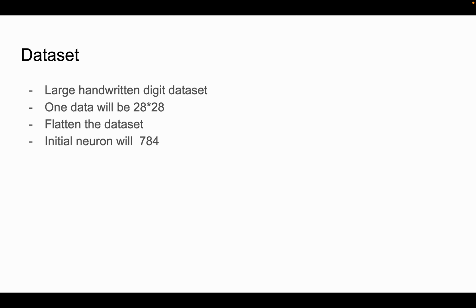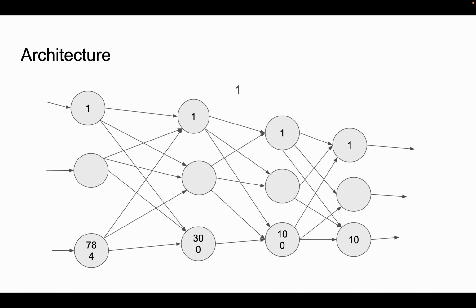Okay, so we know that it's a matrix. We need to flatten the 28 by 28 image. When we multiply 28 by 28, we get 784. So the first set of neurons in this ANN will contain 784 neurons. For example, this is the high-level architecture.